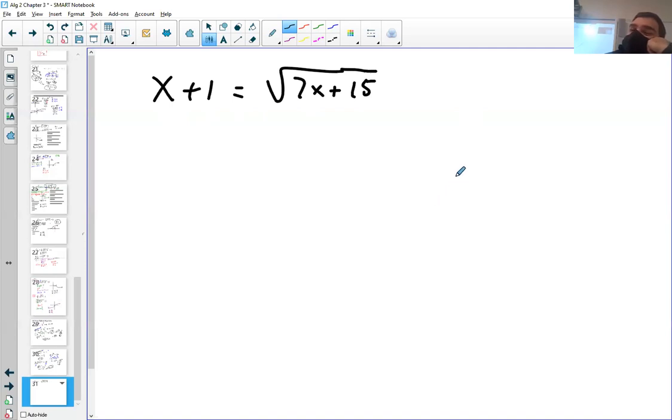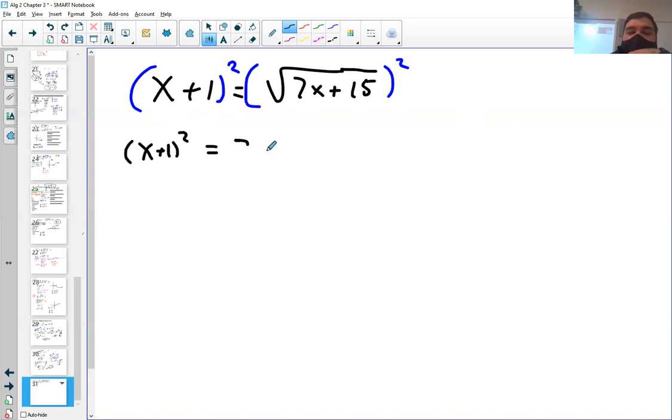Basically, square root both sides. To make it x squared plus 1, you square both sides. Cancel out the square root. Good. I'm gonna square both sides. Then you're gonna have x plus 1, in parentheses, squared equals 7x plus 15. I agree with that. And then you're gonna distribute.